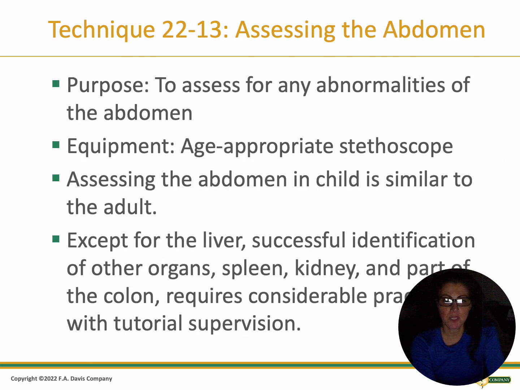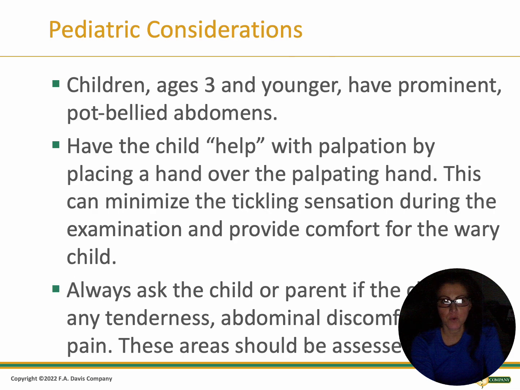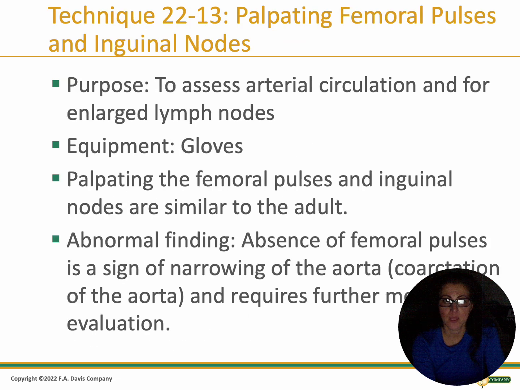You're looking at the abdomen, you're palpating the abdomen, you're auscultating the abdomen, and you're percussing. Children who are younger than 3 usually have more of a prominent potbelly looking abdomen. When you're palpating, make it where the child is relaxed. It could be tickly for the child, so you want to try to be as comforting, and you can actually have them place their hand on top of your hand as you're palpating. You'll palpate the femoral as well as the inguinal lymph nodes, femoral pulses.